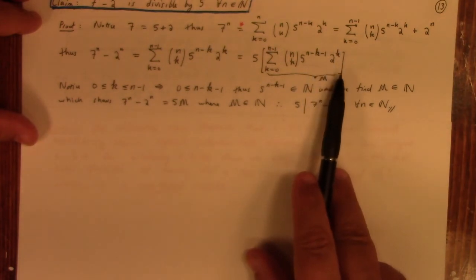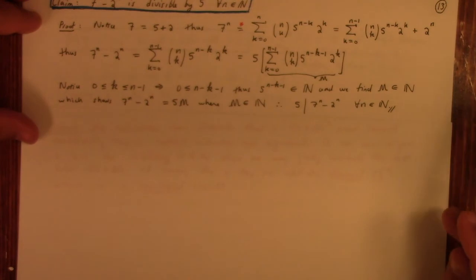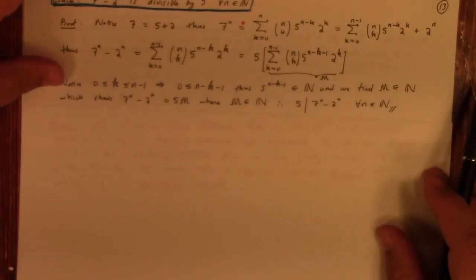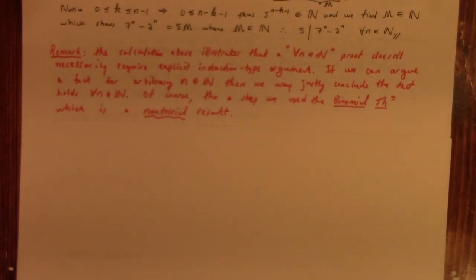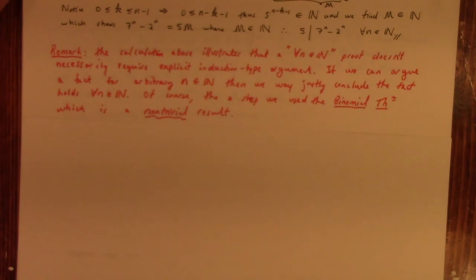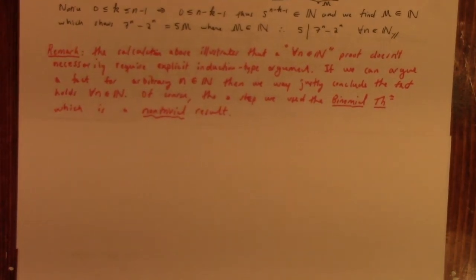The binomial theorem is based on induction, and I did use the binomial theorem right there. But anyway, just to mention, it is possible that we can prove things for all natural numbers without explicit induction. Sometimes the induction is implicit. It's hidden through some theorem or something. Anyway, the binomial theorem is certainly a non-trivial result, and I hope you appreciate me showing it to you rather than making it a homework problem.